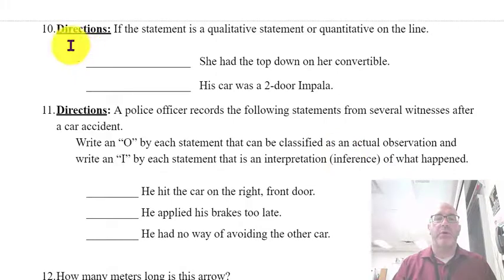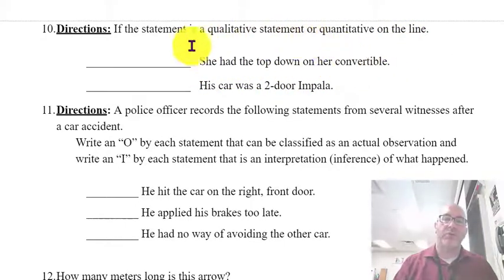Question 9, can you fill out this table to identify the correct number of significant figures in these numbers? All right, flip it over. Question 10, if the statement is a qualitative statement or a quantitative, put that on the line. So she had the top down on the convertible. Is that a qualitative or a quantitative statement? His car was a 2-door Impala.